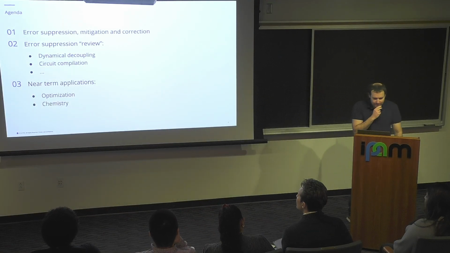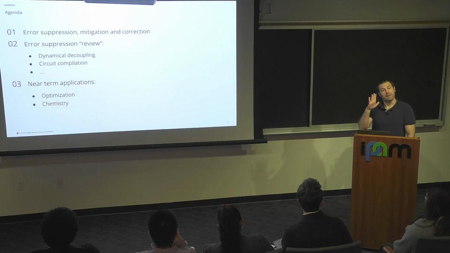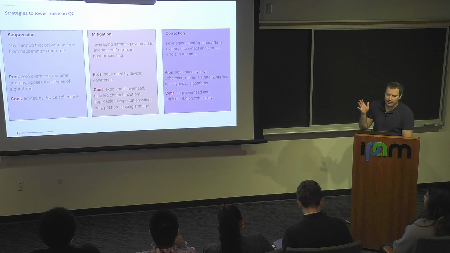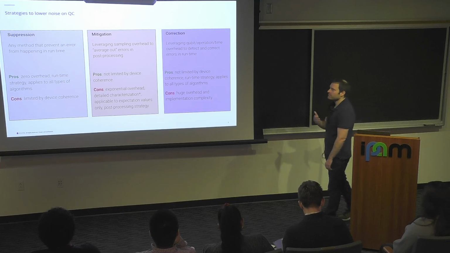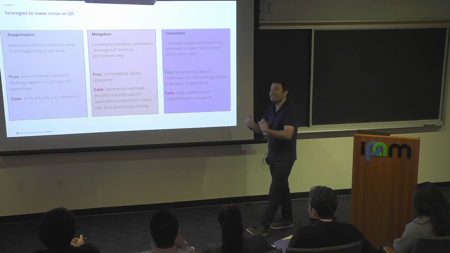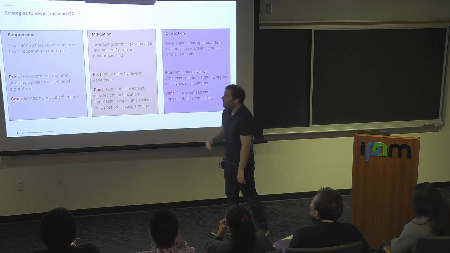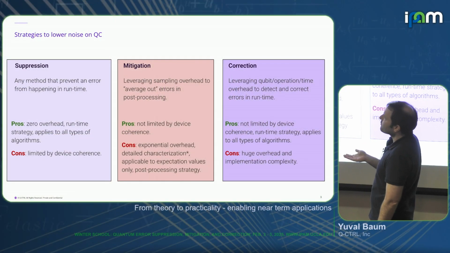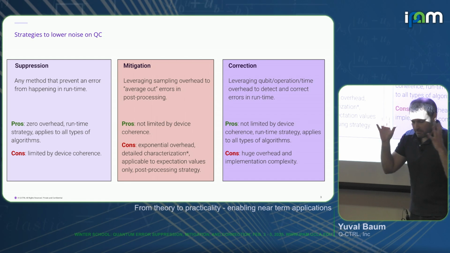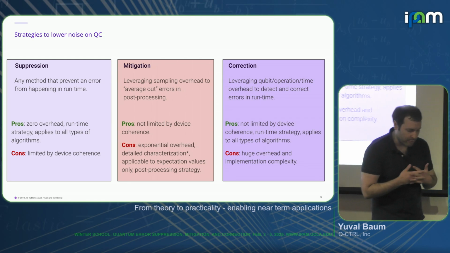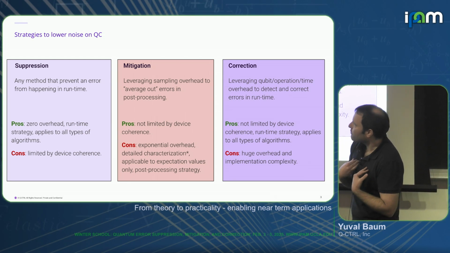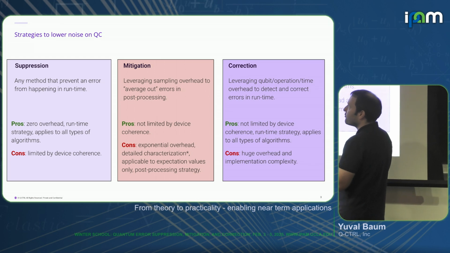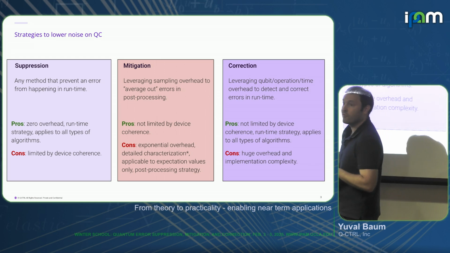All right, so maybe let's start with my definition. I know some people have different definitions of these three different strategies for suppressing, mitigating, handling errors on the device. So the first one is error suppression. Error suppression has many different methods that fall under it, and what I consider error suppression is any method that can prevent an error from happening during runtime.